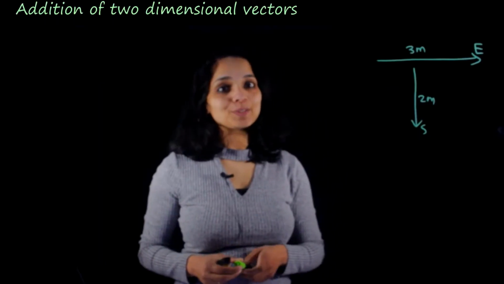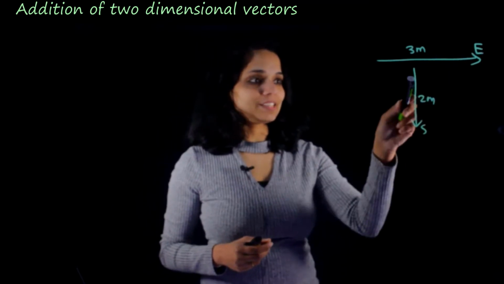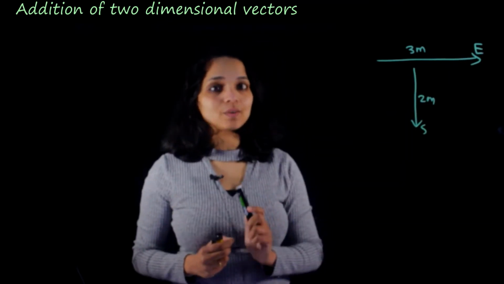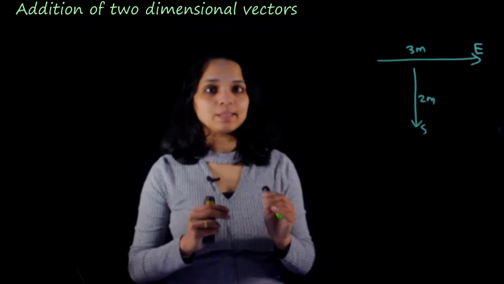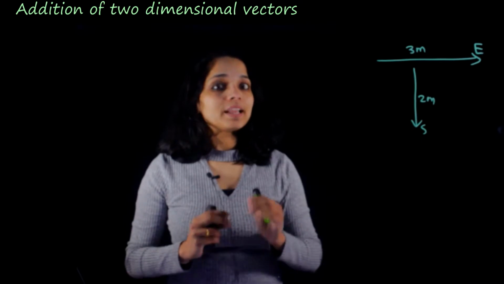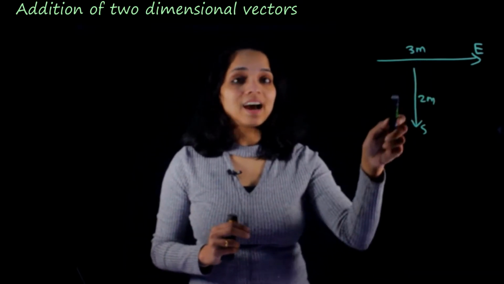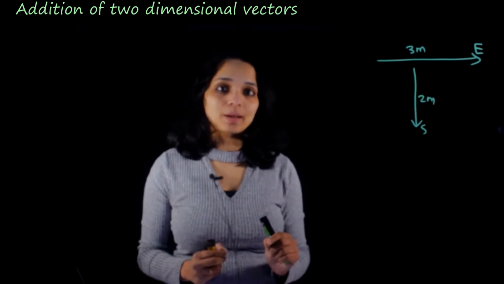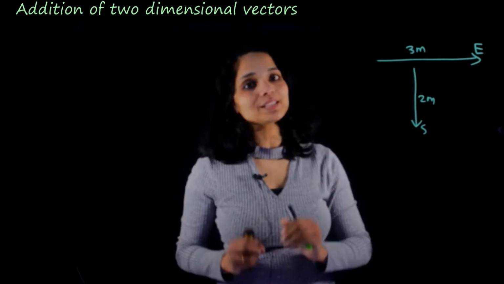Let's now learn how to add vectors when they are in two dimensions. Consider two vectors, 3 meters to the east, 2 meters to the south. How can we add these two vectors? We already learned how to add one-dimensional vectors, and that was really simple. Now we're going to learn how to add vectors in two dimensions. First of all, we can only add vectors in two dimensions if they are in the same plane. These two vectors are in the same plane, so we can add them.